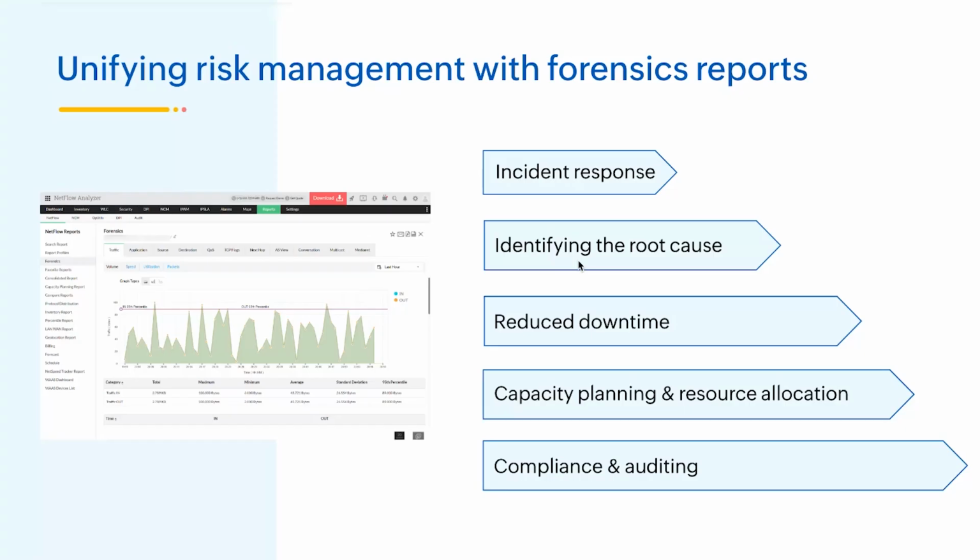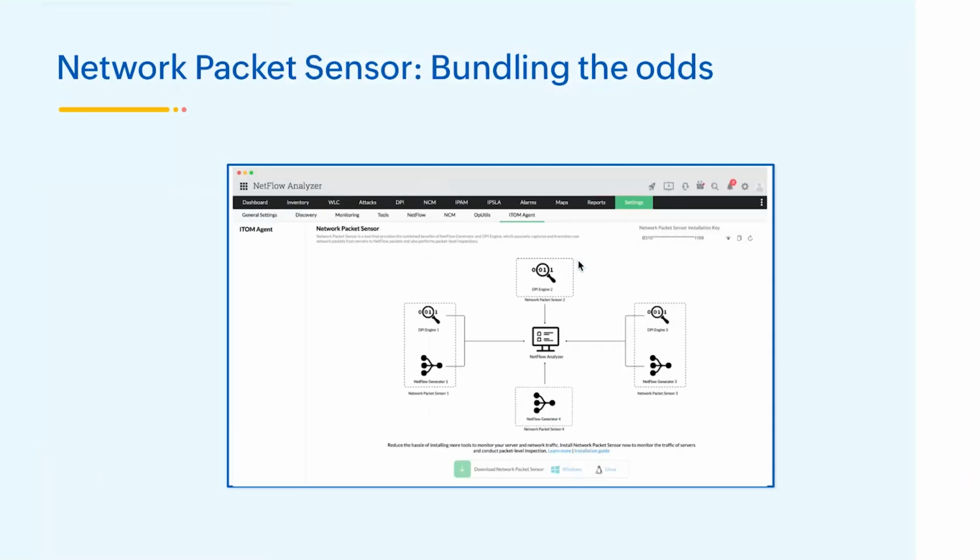Moving on, our next topic is network packet sensor. Network packet sensor is an agent type installation of NetFlow Analyzer that bundles different functionalities to fit the befitting monitoring advantages. An agent type installation is nothing but a method of installing an agent to perform specific tasks.